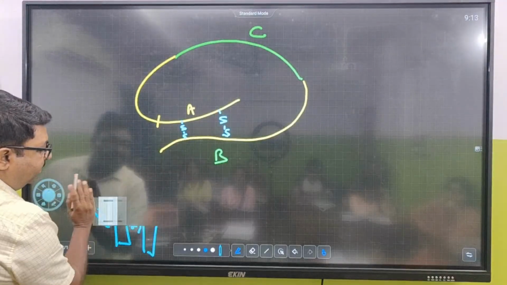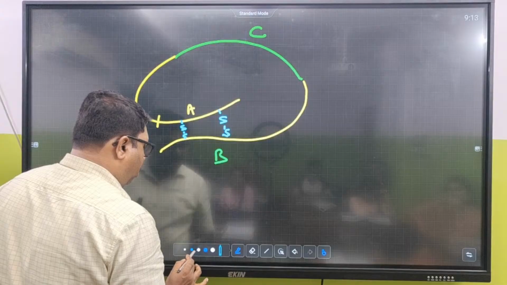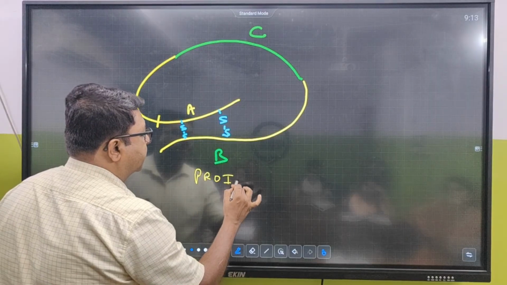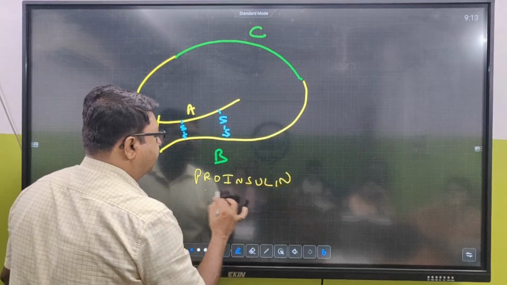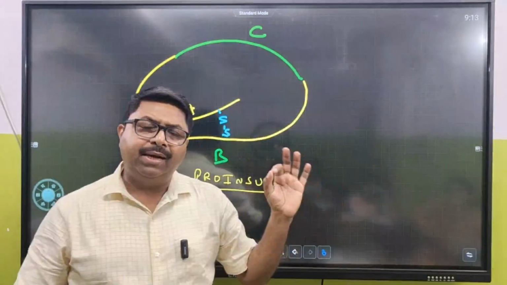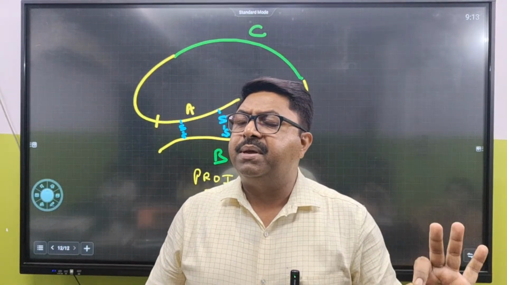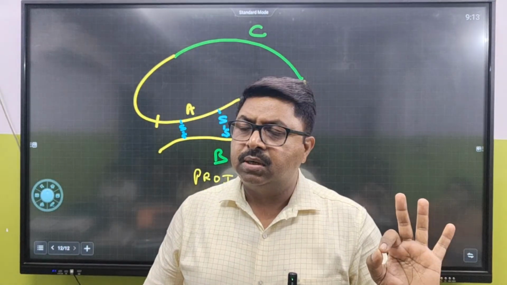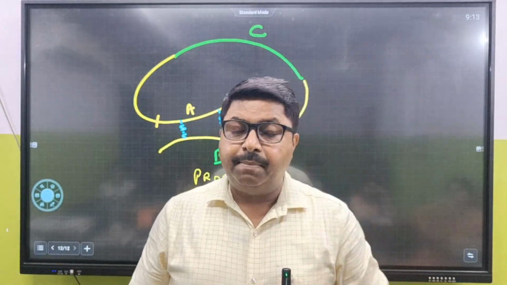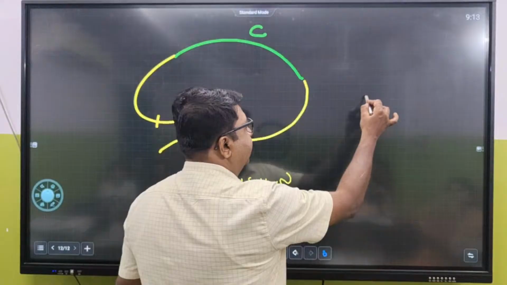What is this? This is called proinsulin. Fine. Where has this concept come from? Let us start the concept from the beginning. Tell me the name of the organ which secretes insulin. Which cells? Insulin is made from the pancreas.